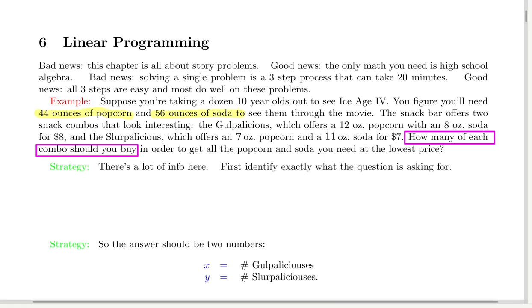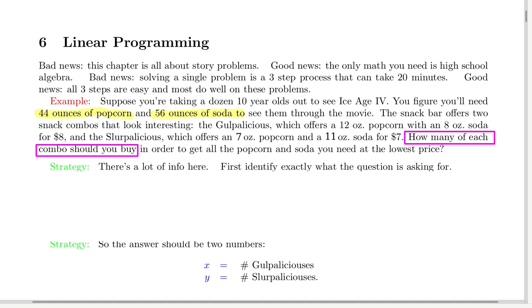So you've got a reasonable estimate of how much popcorn and soda the kids are going to need, and the question is, how many of each of the two snack packs should you buy to get that amount, but at a minimum cost? Now, first, I'm just going to talk about how you formulate the problem as a math problem, as a linear programming problem. So translating the English of the story into a linear programming problem.